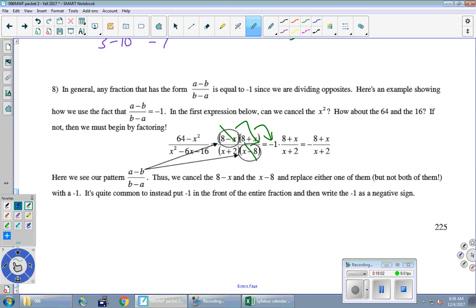You're welcome to put that -1 on the top or on the bottom or in the front, either way, but just put it in one spot. Don't put it on top and on the bottom because then it'll just disappear. So for me, I just typically put it in the front.